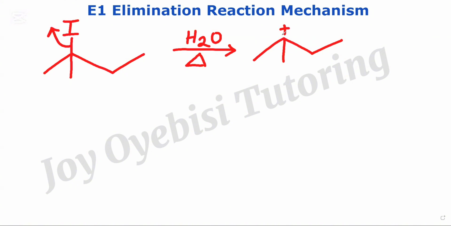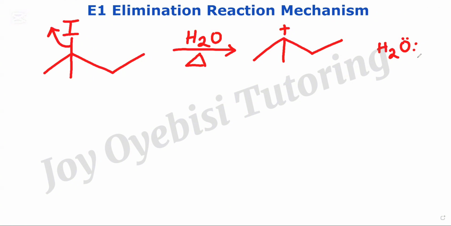call a carbocation. Now, this is the major difference between E1 and E2. In E2, a carbocation intermediate is not formed, and the reaction happens in one step. Now, after the carbocation forms, H2O would act as a base to deprotonate hydrogen from the beta carbon.